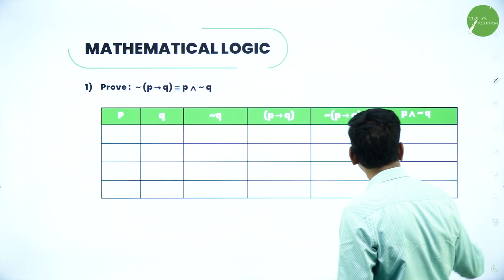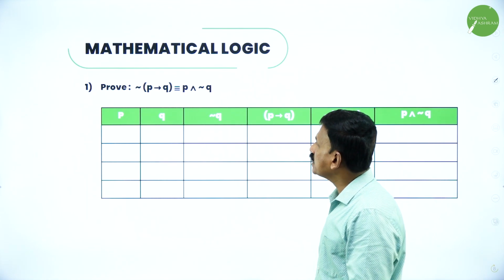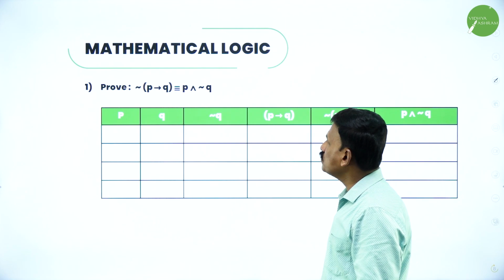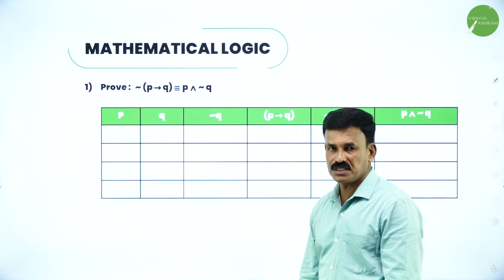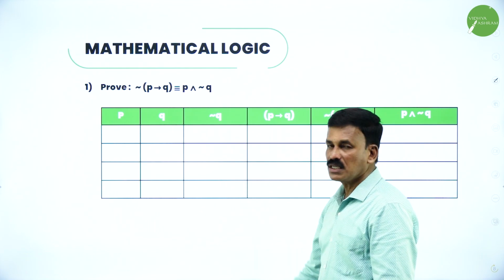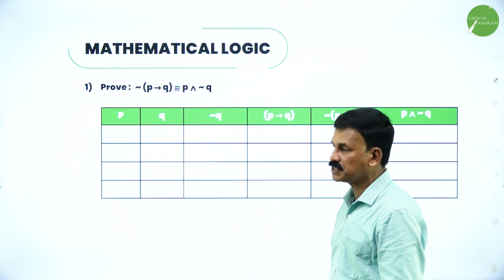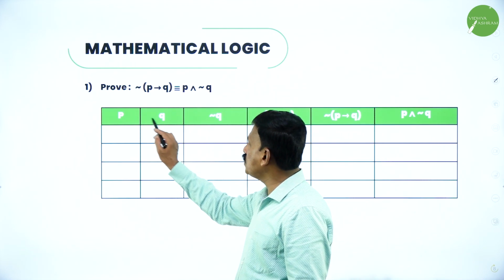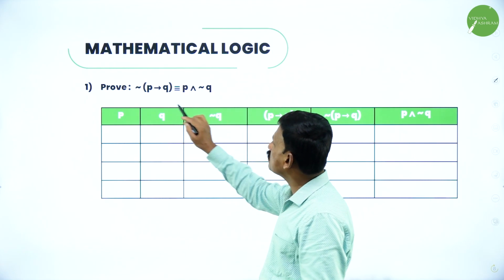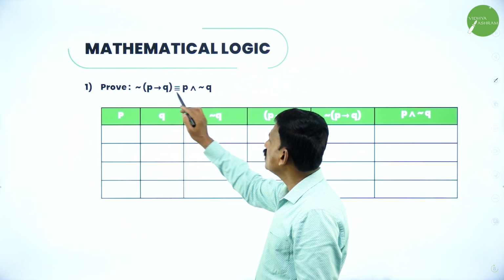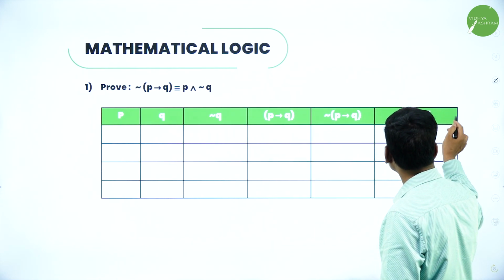Now, let us take a first problem. Prove that negation of P conditional to Q is logically equivalent to P conjunction negation Q. So, this is very important for 5 marks. So, negation of a conditional statement. Now, what is to verify? Negation of P conditional to Q is logically equivalent to P conjunction negation Q. Now, let's write P, Q, negation of Q. First statement is P conditional to Q, and the negation of P conditional to Q. Then P conjunction negation Q.